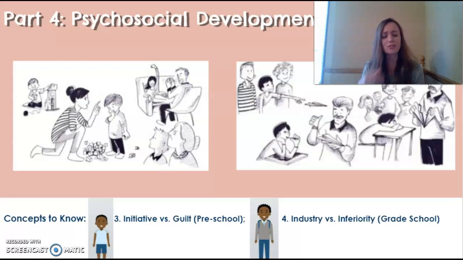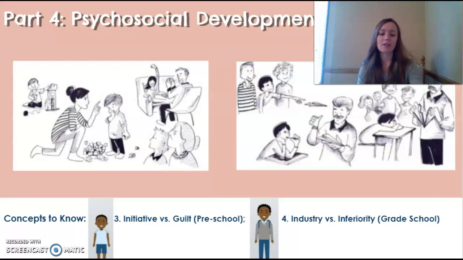So this is like elementary school, and he would say the crisis that's occurring here is called industry, your industriousness, working at things, versus inferiority. And he would say these elementary age kids are completing tasks, and they are also completing tasks around other kids. And what's happening is they might start comparing themselves to others in the classroom. They might start to see their own abilities in things relative to other kids.